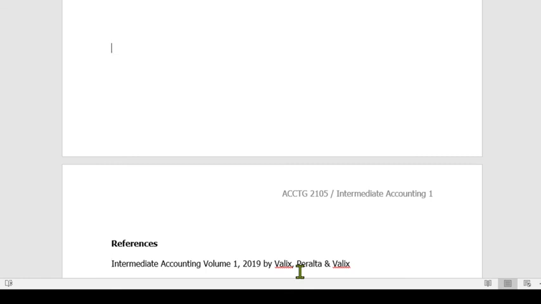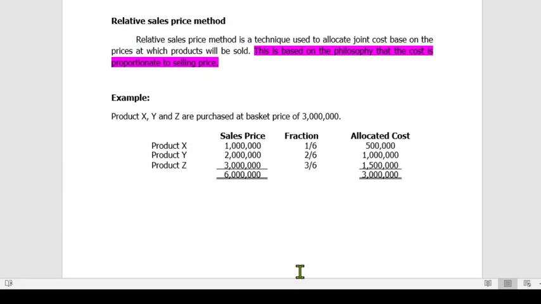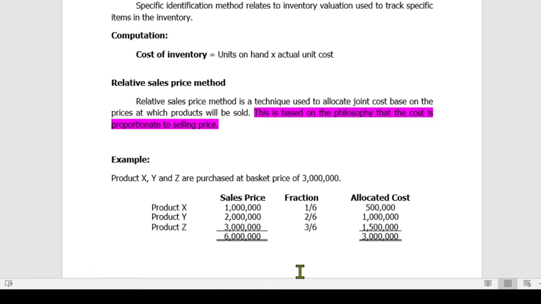Okay. So, I think that ends the discussion on the inventory cost flow for Module 2. I hope it helps you while you are studying this module. Thank you.